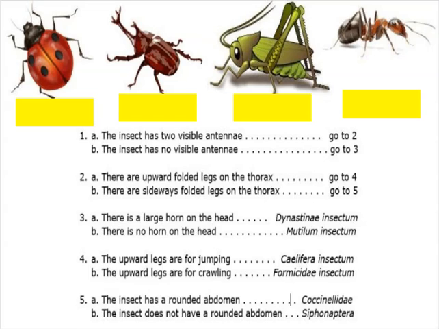2A and 2B are upward folded legs on the thorax or sideways folded legs on the thorax. That's fairly apparent, right? These are upward folding here. These are upward folding, right? Thorax, if you're not aware of what that is, that's the midsection of the insect. That's the body of the insect, the thorax.